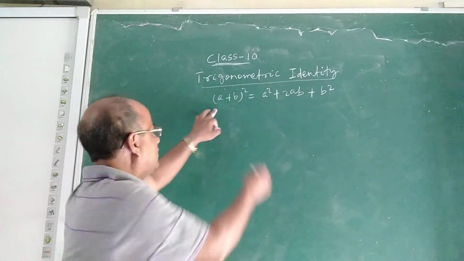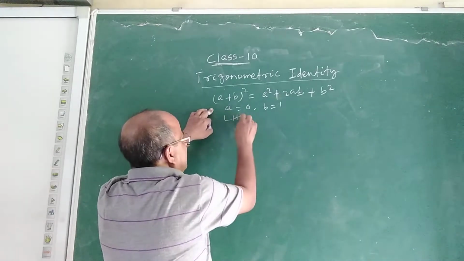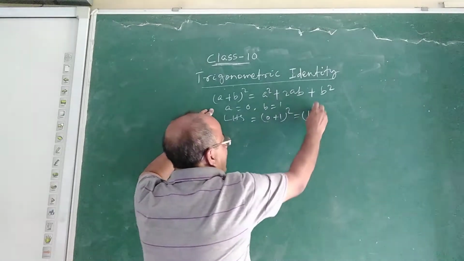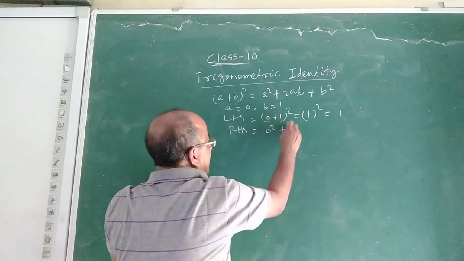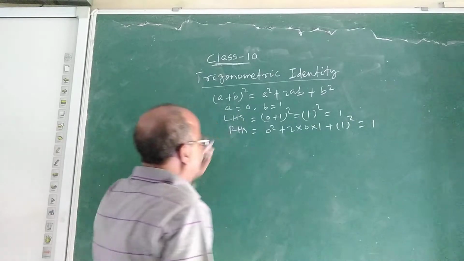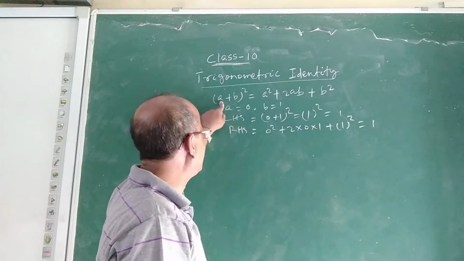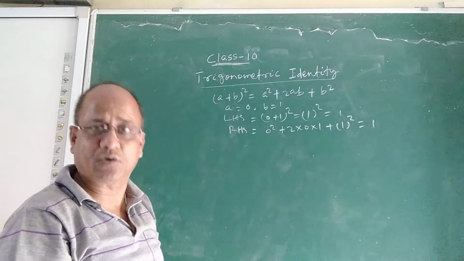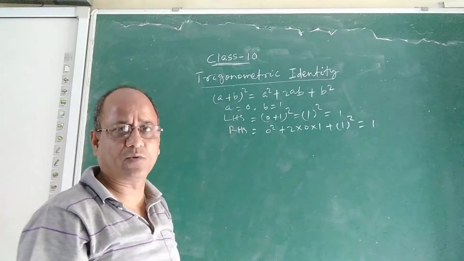See, if I put a equal to 0 and b equal to 1, here LHS will be how much? It is (0 + 1) whole square. You see, it is 1 square, it is 1. Similarly, RHS will be 0 square plus 2 into 0 into 1 plus 1 square. It is again 1. See, what did you see? LHS equal to 1 and RHS equal to 1. That means for a equal to 0 and b equal to 1, LHS and RHS are the same. That means the equation holds good or is true for a equal to 0 and b equal to 1.